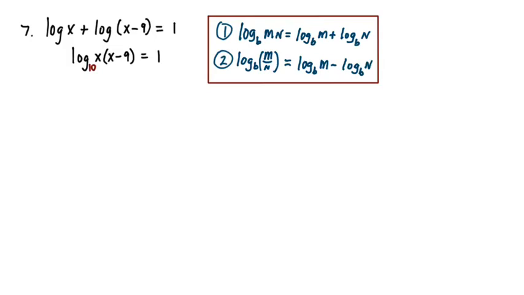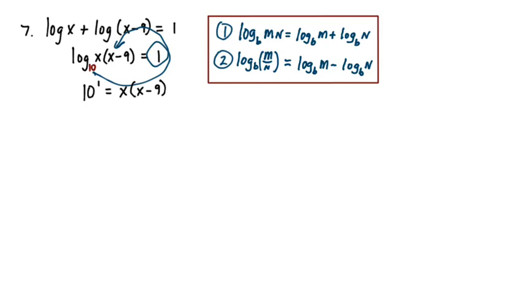Now remember, we have two methods to solve this. We can switch forms, or if we have log equals log, we have a way to solve that. Well, this is not log equals log. This is the case where we're going to need to switch forms. We have the three parts: a base, an exponent, and an answer. So again, if you use round the world, it looks like this. We have 10 to the first power is equal to x times the quantity x minus 9.